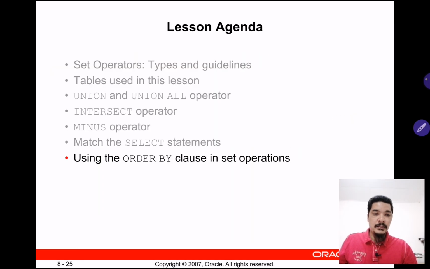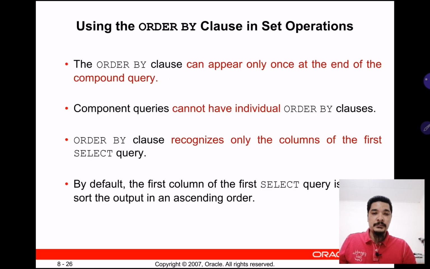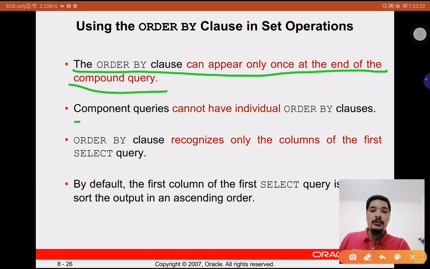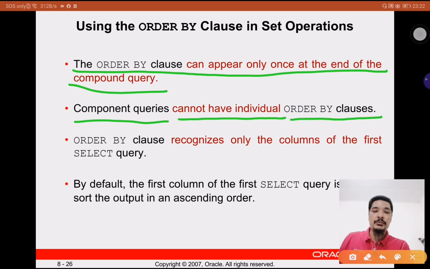Okay, for the last agenda, using the order by clause in the set operators. Right, so number 1, the order by clause can appear only once at the end of the compound query. Right, so we must put it at the end. And number 2, component queries cannot have individual order by clauses. So meaning that we cannot have statement 1 have their order, statement 2 have their order, statement 3 have their order. So we only put one at the end of the compound.